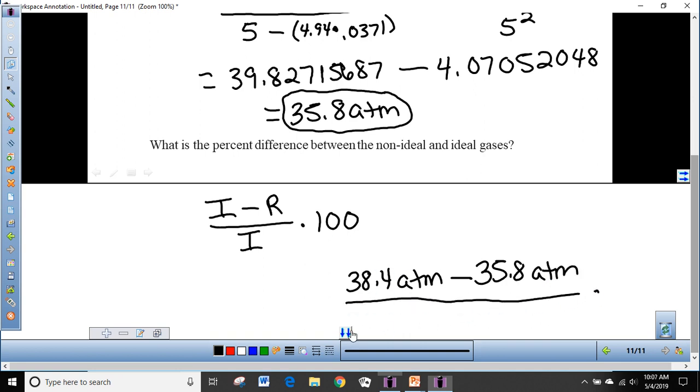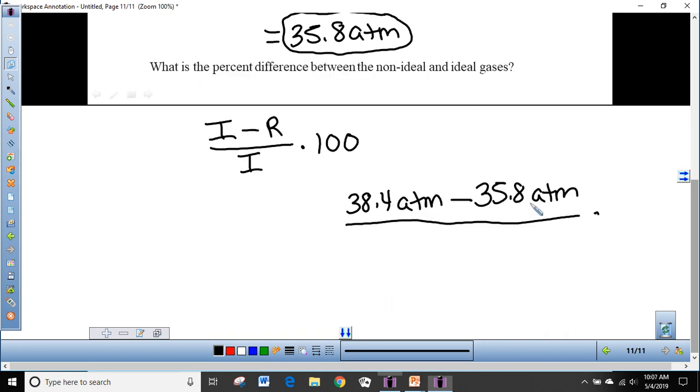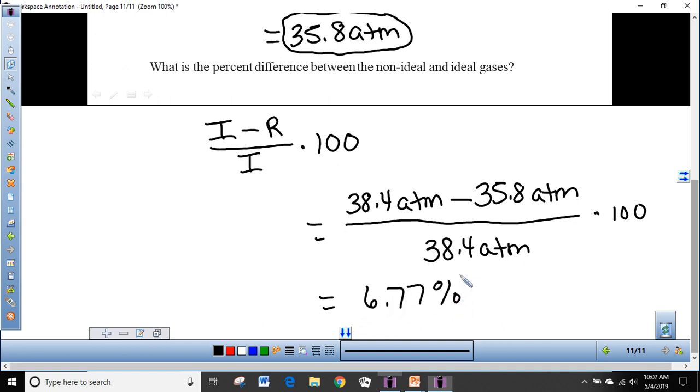We're seeing how far it's deviating from what we thought it should be. It's kind of like giving the gas a grade. You should be getting this, you're only getting that. Then divide by 38.4, and we times it by 100 to get it to become a percent. And I got 6.77%. So it's deviating about 7% off.